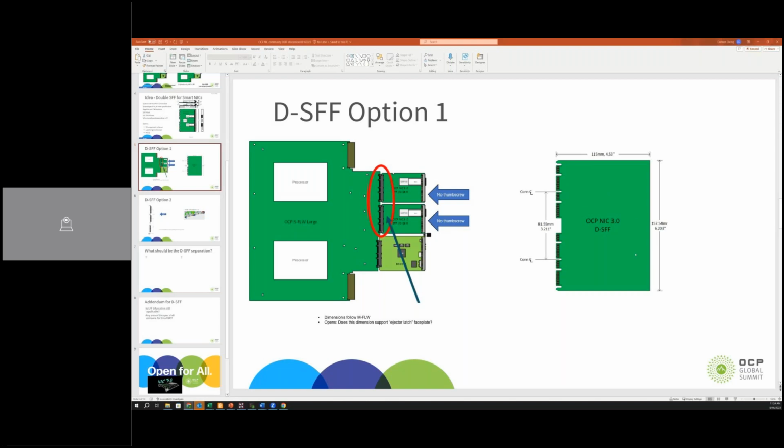How about the dimension of this design? Like, is this good enough? Yeah, I think it is good enough, because you came with the dimension proposal.